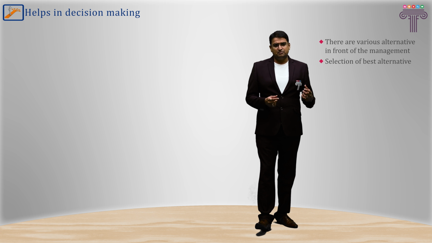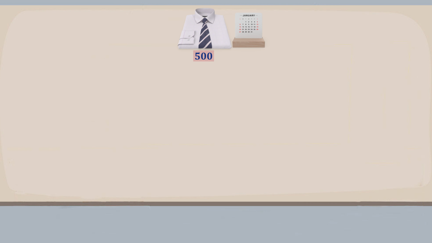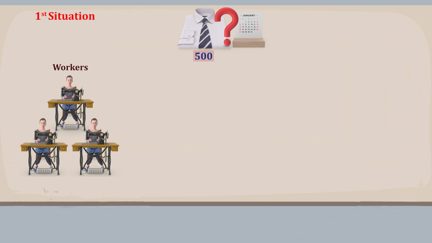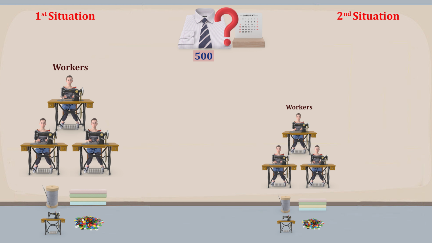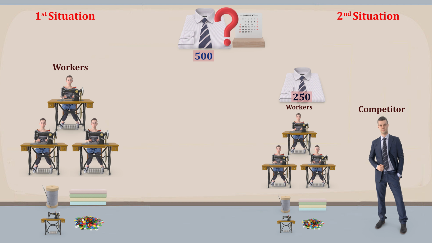I'll go to an example where I have an order of 500 shirts to be made in a month. How do I make it? There are different alternatives possible. See, first I have my 3 workers and my resources, so I'll make them through them. Second, with 3 workers, I'll make half and I'll outsource to my competitors, saying, okay, you make half for me and I'll deliver the whole product.